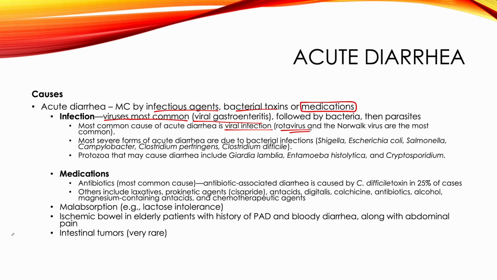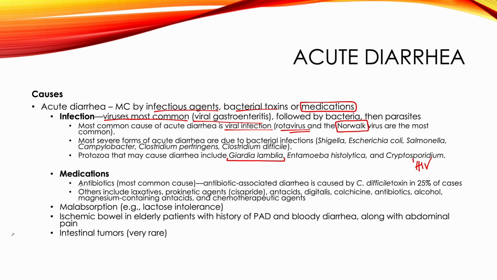Rotavirus, nowadays, we have a vaccine series that we give young children, so it is less common than it used to be. However, the Norwalk or norovirus family are the most common types of viruses. More severe forms would be due to bacterial infections, things we hear about on the news: Shigella, Salmonella, E. coli, Campylobacter, Clostridium, both perfringens and difficile. Although we don't really call it Clostridium difficile anymore, we call it Clostridioides difficile, but either way, C. diff. Other things, protozoa, can cause acute diarrheas. Giardia can sometimes be acute versus chronic because it can take a while. Other things like Entamoeba, so amoebic dysentery, and then Crypto is more in HIV-type patients, so immunocompromised.